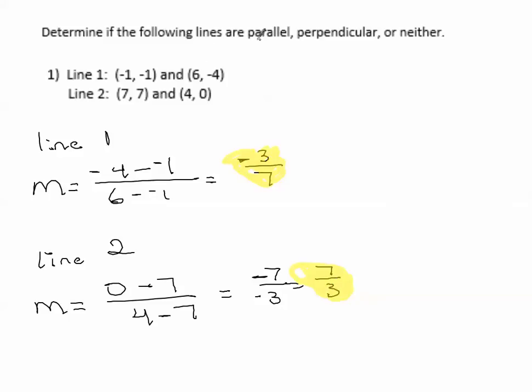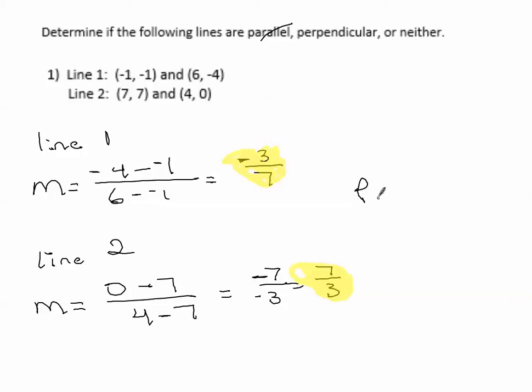Okay, so they can't be parallel because they don't have exactly the same slope. So that's out. We'd have to have two positive slopes or two negative slopes. Perpendicular, one positive slope, one negative slope. So we're good so far. Now we just need to check to see if this 3 over 7 has been flipped over. So do we have its reciprocal for line 2? 3 over 7, 7 over 3.